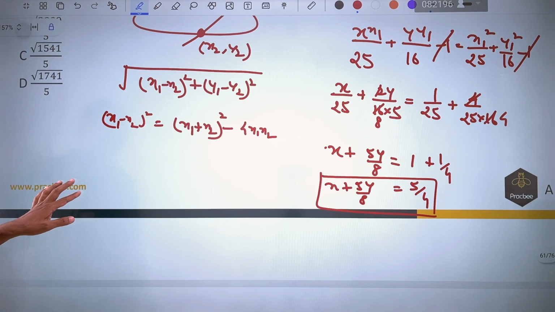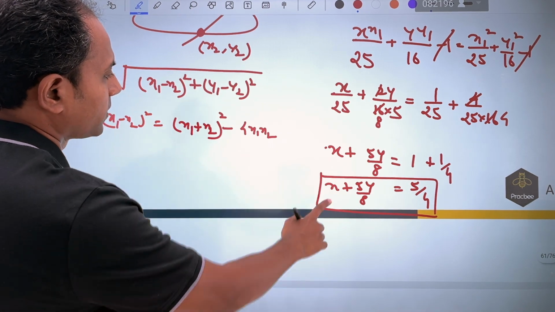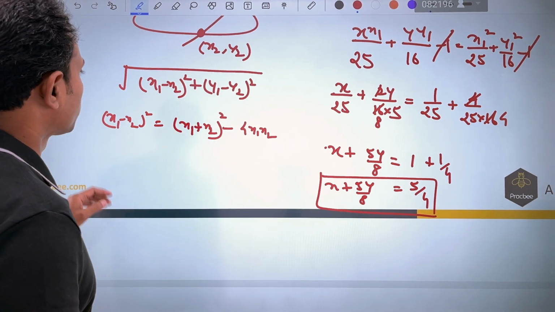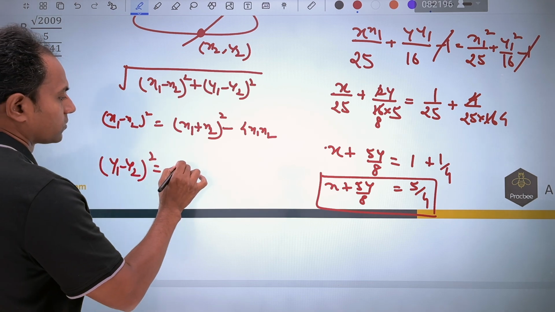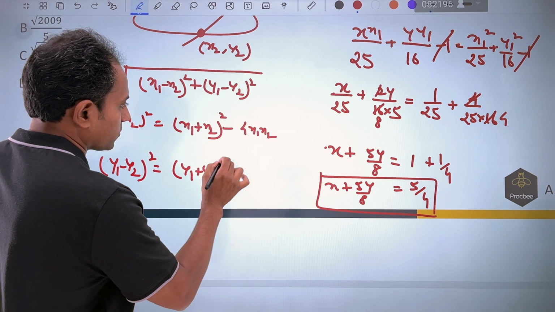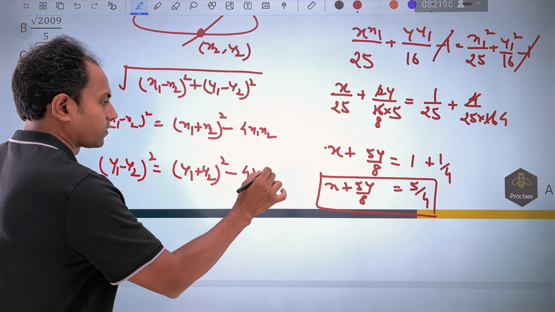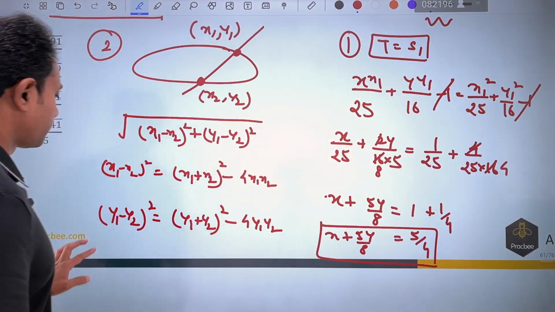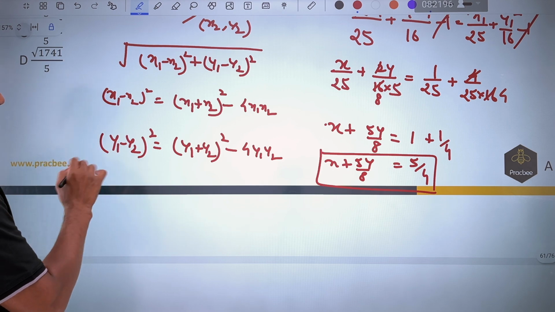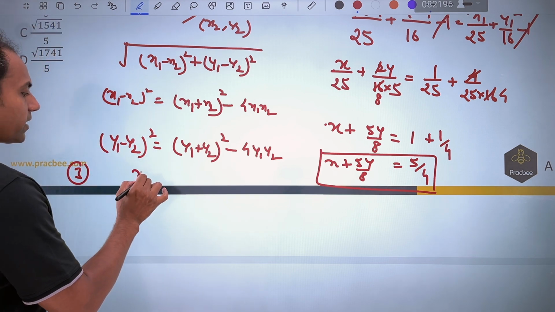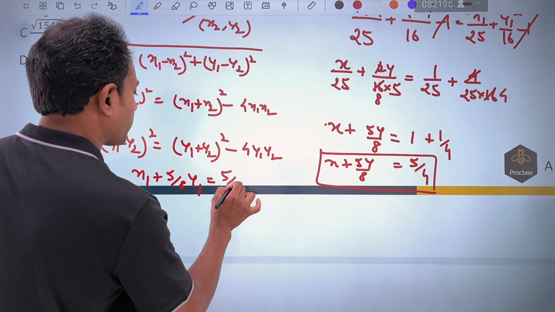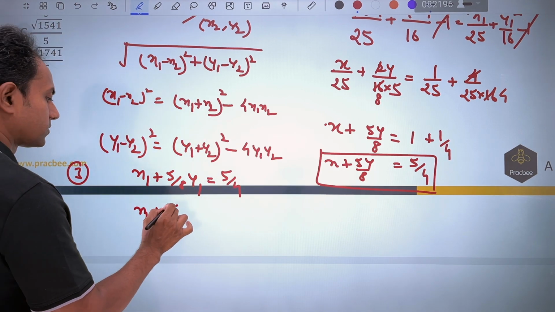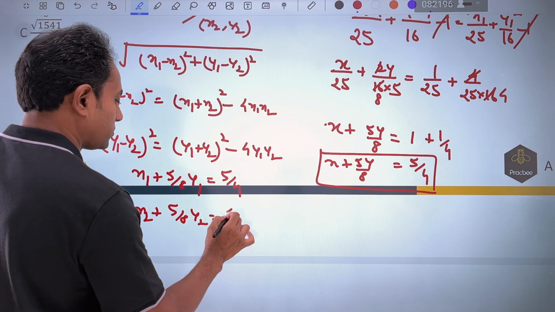For finding this quadratic, how are you going to proceed? We are going to take y from here and substitute in our original equation. Also, I will want the value of y1 plus y2 whole square minus 4y1y2. Now in the next step, we are going to simplify this. You can see that x1 plus 5 by 8 y1 is equal to 5 by 4 and x2 plus 5 by 8 y2 is equal to 5 by 4.